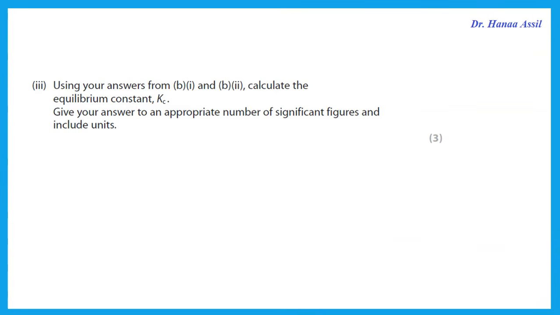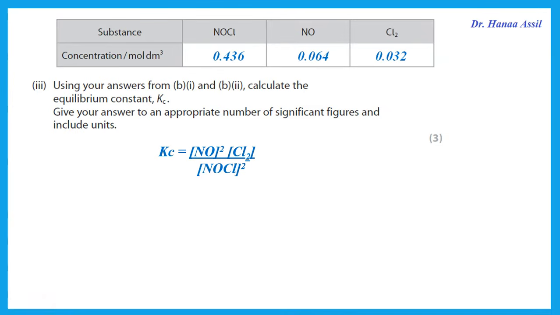Using your answers from B1 and B2, calculate the equilibrium constants, give your answer to an appropriate number of significant figures, and include units. So what did we calculate? We know that this is the expression for Kc, and this is what we calculated. So we just put the numbers into the expression to get this value. Now we need units. Please don't forget to put in units.